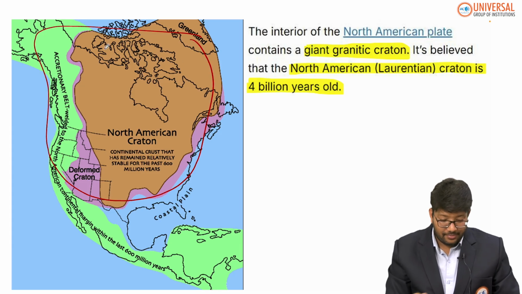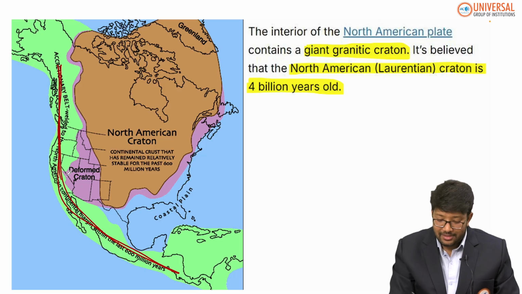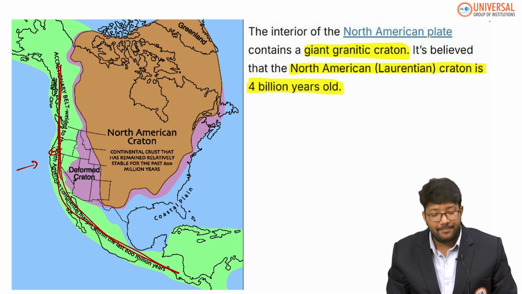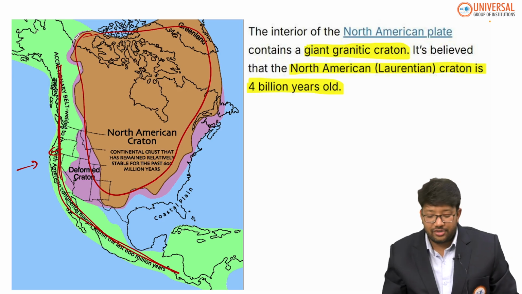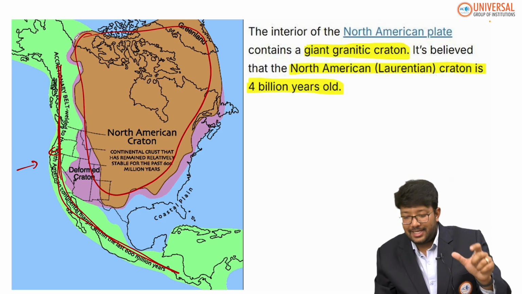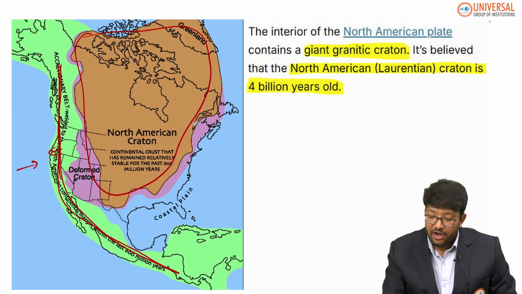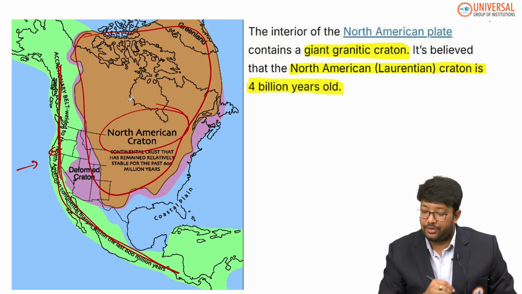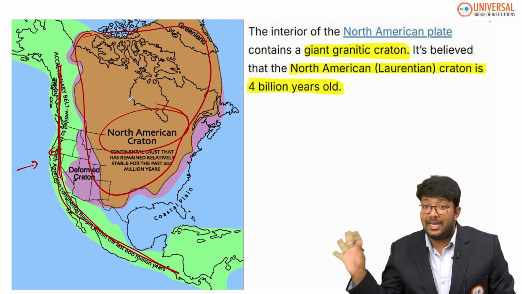Interior means these are the areas that are colliding with each other. Now this particular orange color is called a craton basically. So the interior of the North American plate contains a giant craton. This is our craton. So what exactly is a craton? This is believed to be 4 billion years old.